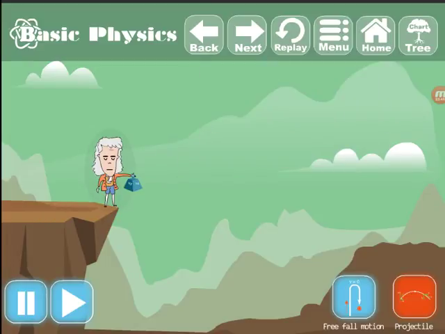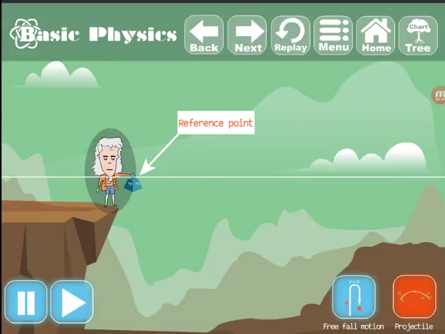After reviewing the 4 formulas, we'll determine the direction or reference point. Here, we'll refer to where the object starts moving as the reference point.